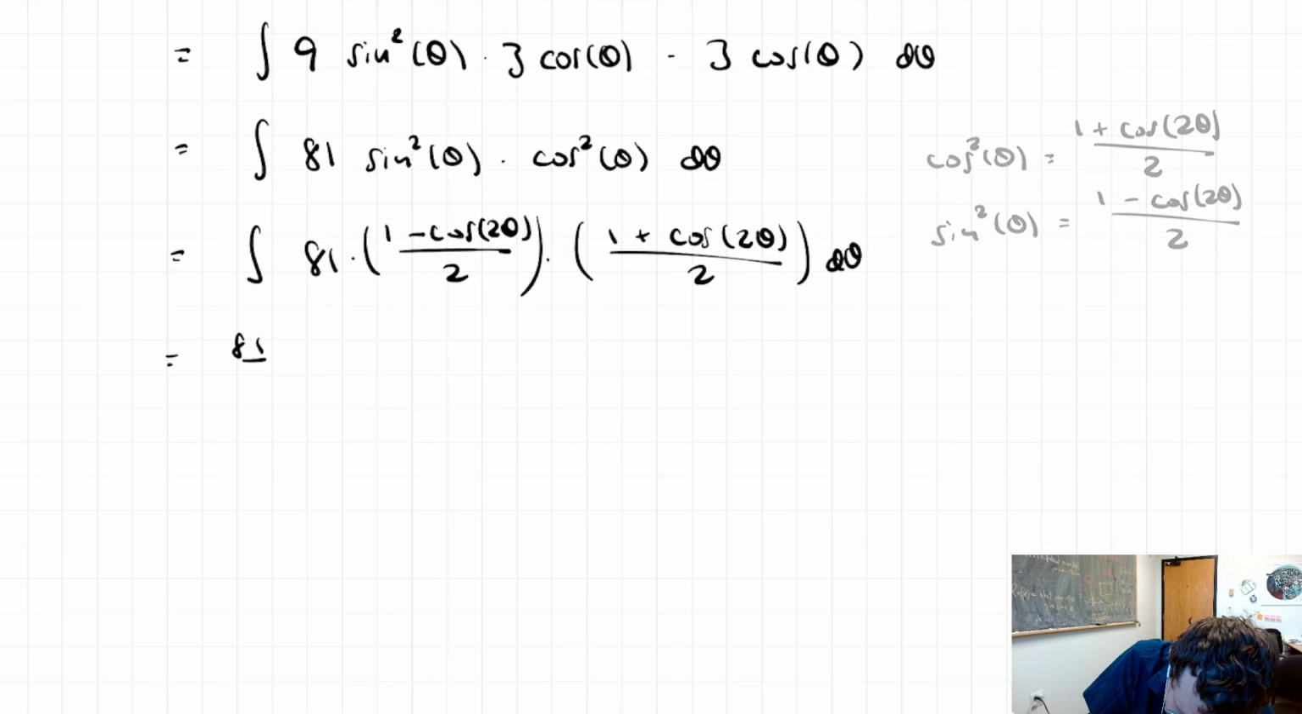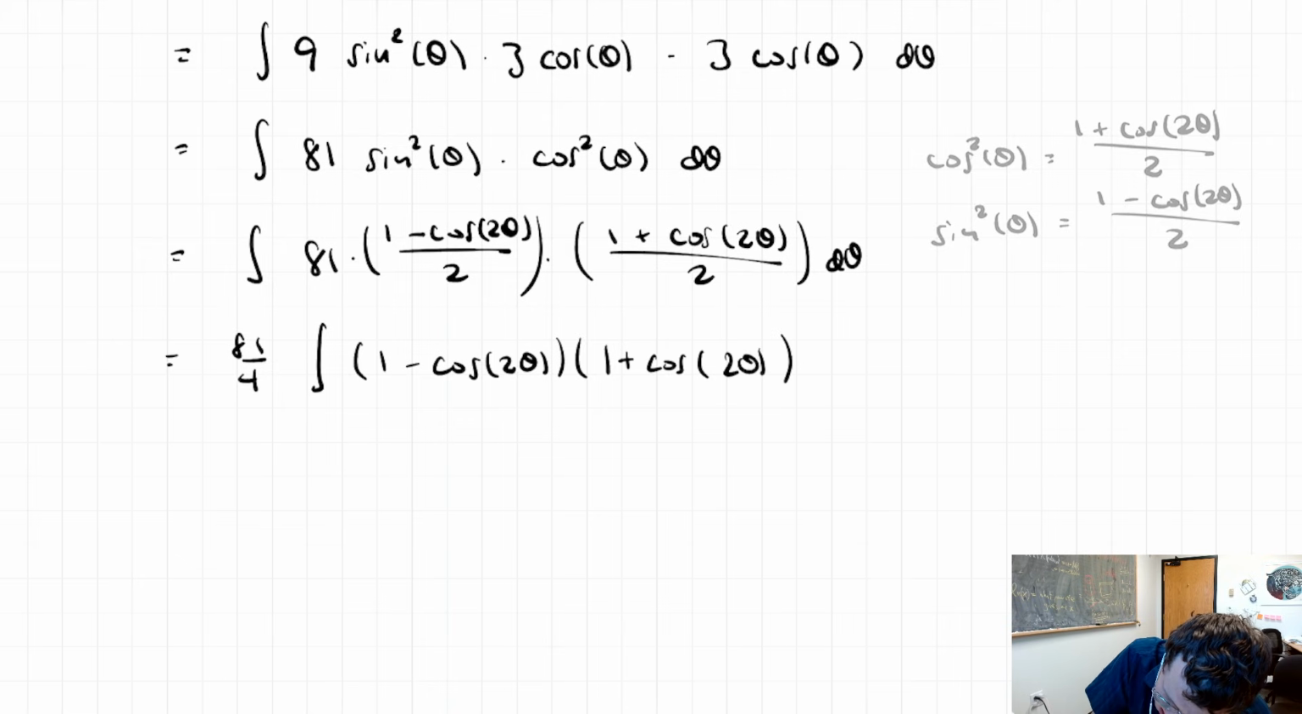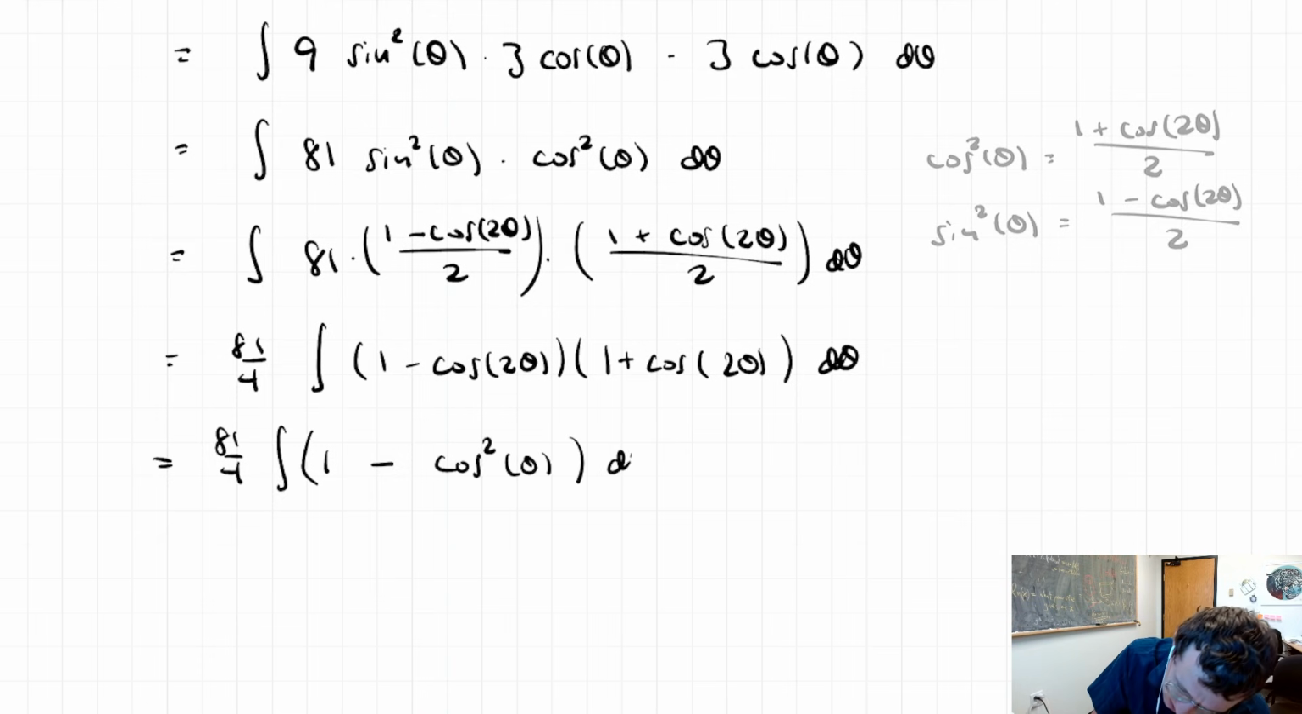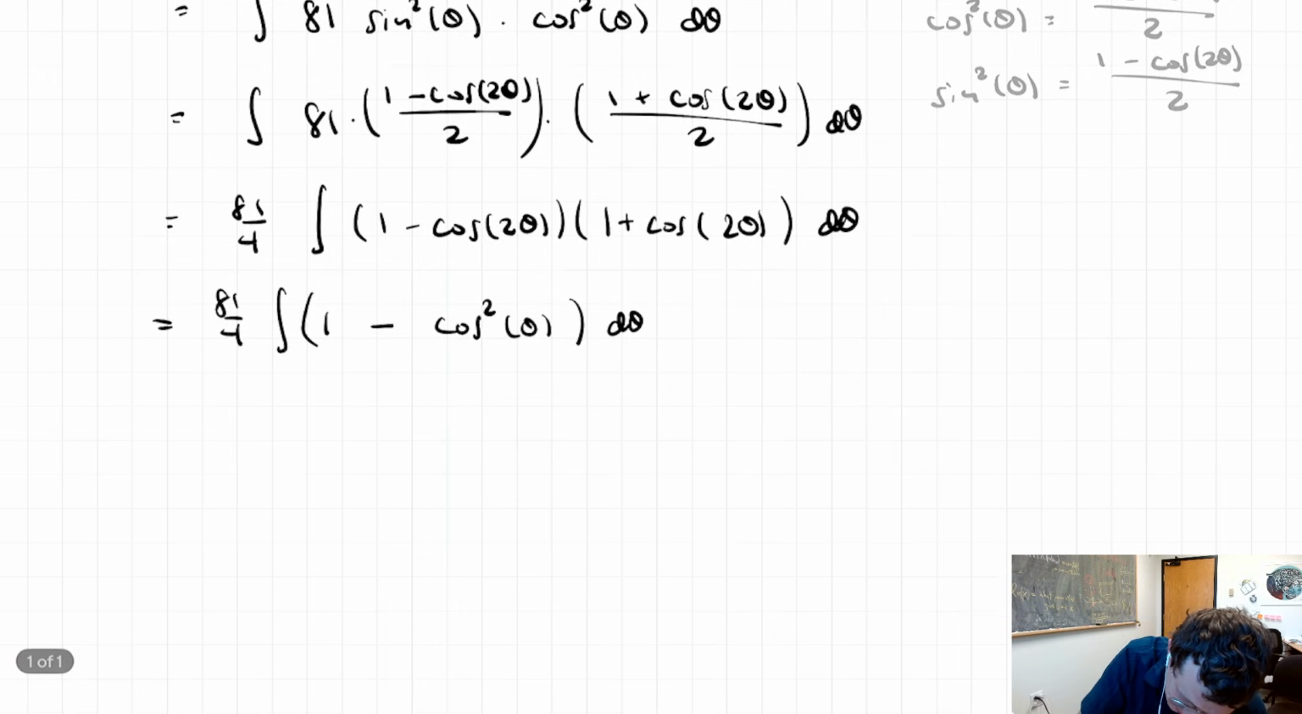Okay, so if I pull out the 81/4, I'm left with 1 minus cosine 2 theta times 1 plus cosine of 2 theta. And this is nice because when I FOIL this out, stuff cancels. So I'm left with 1 minus cosine squared of 2 theta. And 1 minus cosine squared is sine squared.